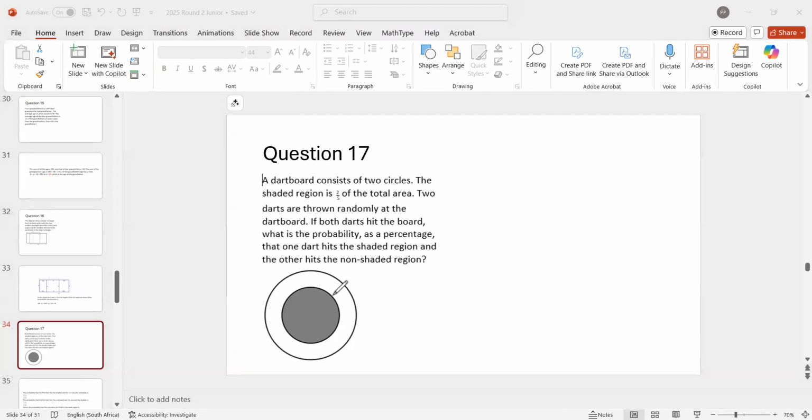Now, I think maybe the best way to do this is to assume what the area is. Just say let the area be something. And I got 2/5.